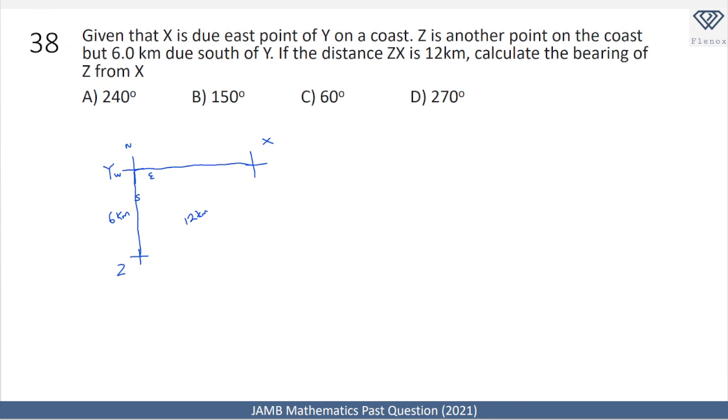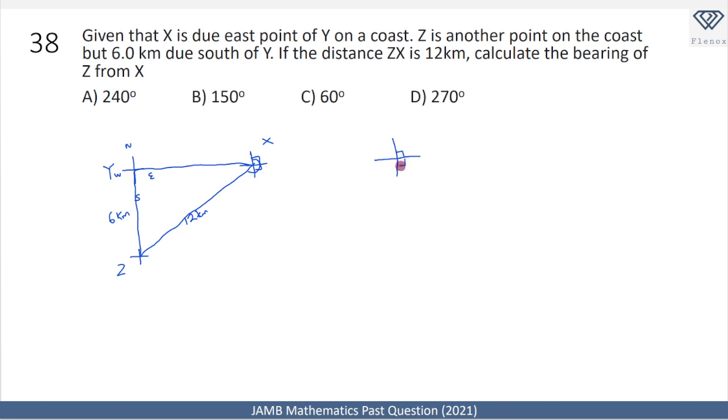I've been told to find the bearing of z from x. So let me draw this properly. What the bearing of z from x means is that I should calculate from the north over here what this angle is. That is exactly what the bearing means. If you look at it carefully, the angle from here to here is 90, from here to here is 180, and from here all the way back to this line over here is 270 degrees. Let me draw that out so that you can see it clearer.